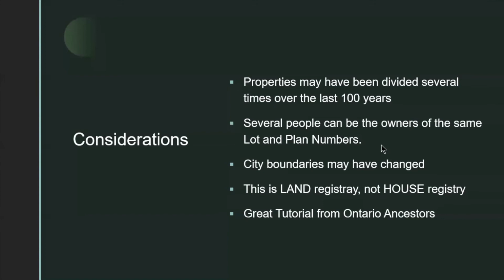And they also have a great tutorial from Ontario Ancestors, which I'll put in the description below. Ontario Ancestors, previously known as the Ontario Genealogical Society, does a really great overview of how to use the OnLand website and find out information from it that can help you trace your family history or your property.